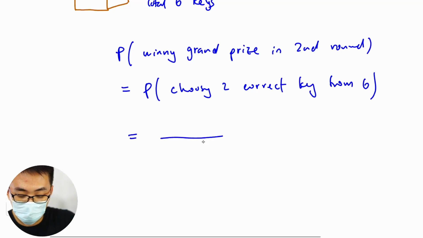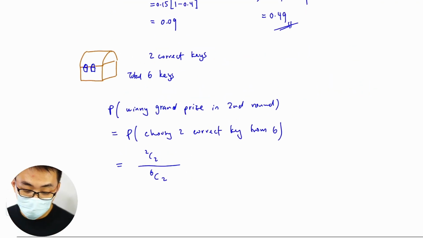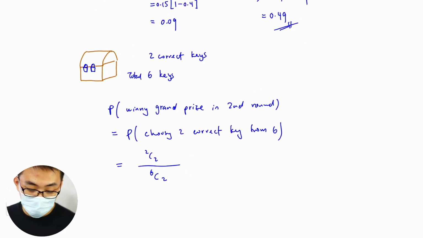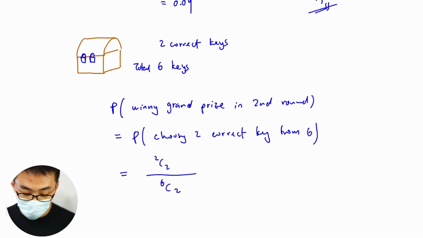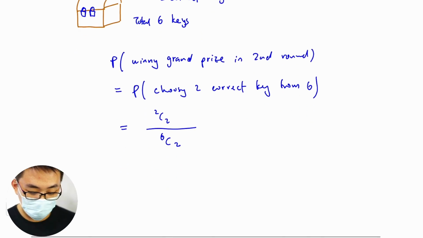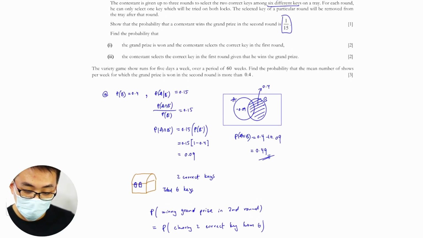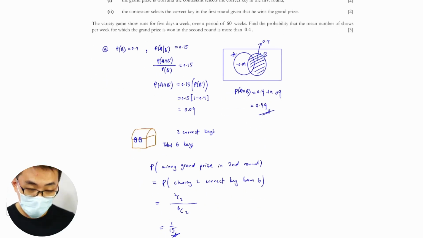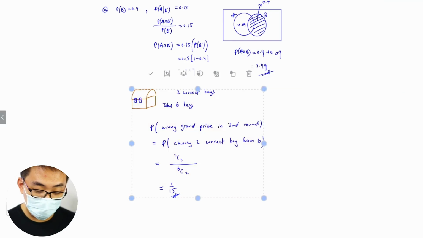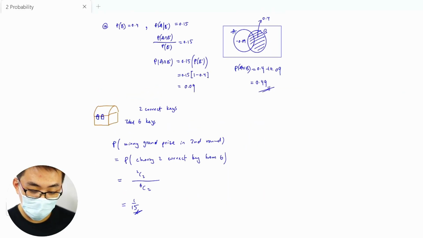So in other words, the total number of ways of choosing the keys is 6 choose 2. Then there's only one way to choose it correctly, which is 2 choose 2. You choose the correct keys, 2 choose 2. So this will be 2 choose 2 divided by 6 choose 2, which is 1/15. But this is only 1 mark, and they ask you to show, so you can try and error and see what you get. Sorry? Yeah, you need the 3 for the rest.